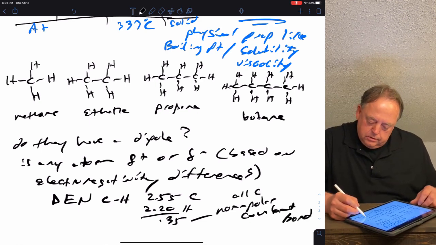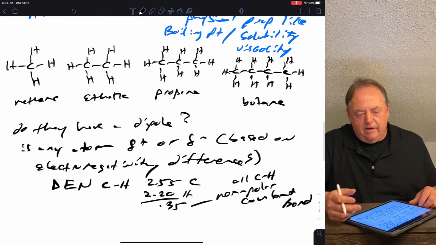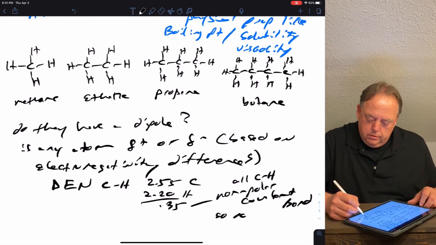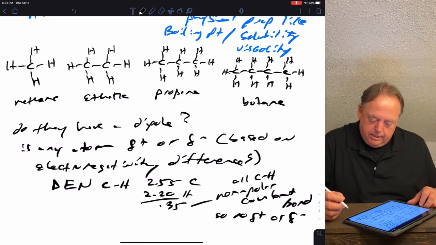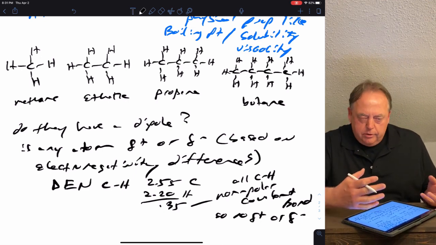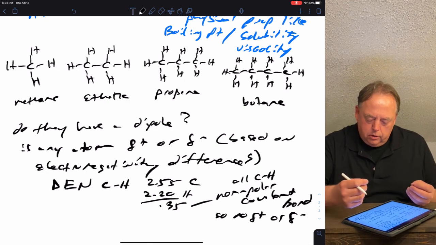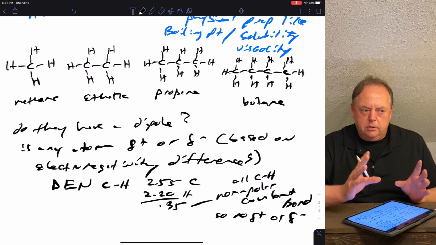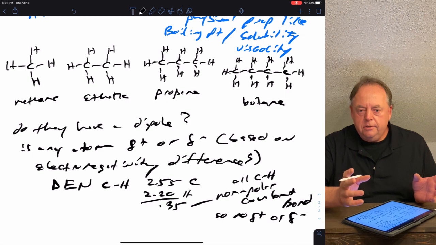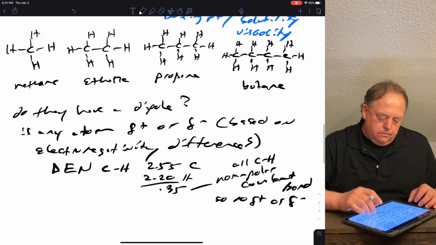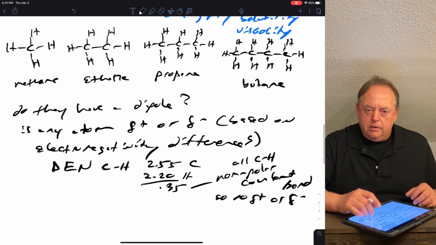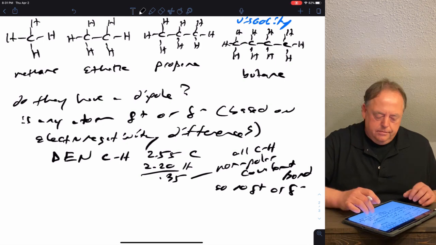So all C-H bonds are non-polar covalent bonds. So no partial positive or partial negative. Again, technically carbon's slightly partial negative and hydrogen is slightly partial positive, since carbon's a little bit more electronegative than hydrogen, but the difference is so small that we just ignore it. So no partial positives, partial negatives in these molecules, so basically none of them have a dipole.